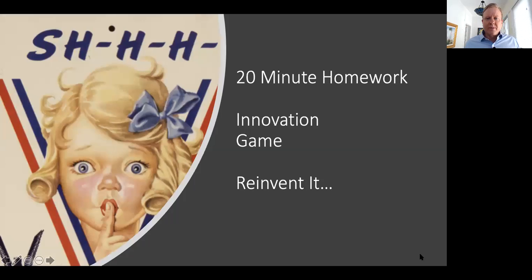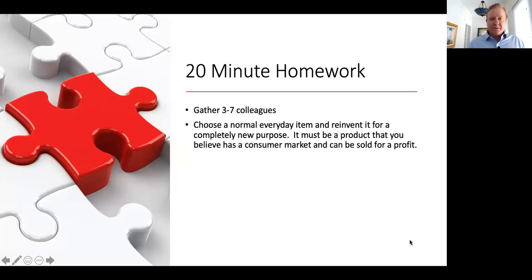So here's your 20-minute homework. It's an innovation game where you are going to be reinventing a product. So you're going to be gathering 3 to 7 colleagues. Choose a normal everyday item, and you're going to reinvent it for a completely new purpose. So it must be a product that you believe has a consumer market and can be sold as a profit.